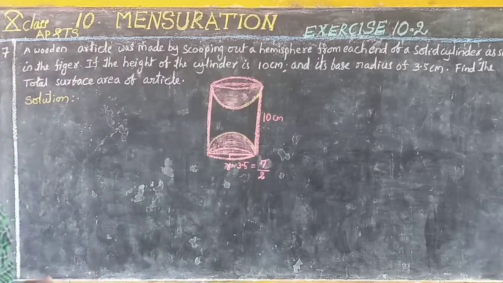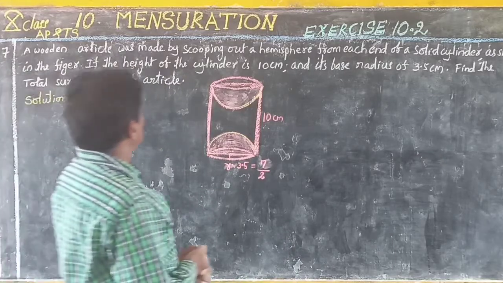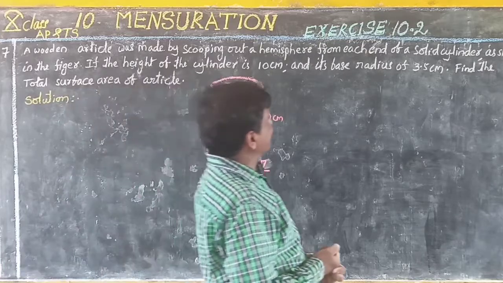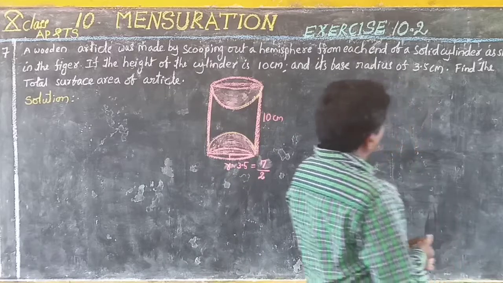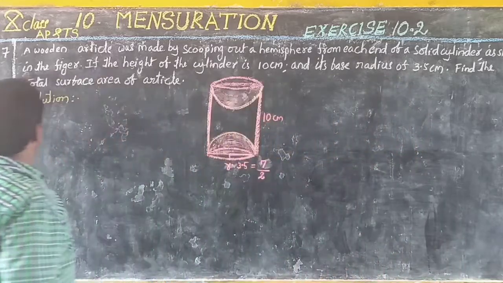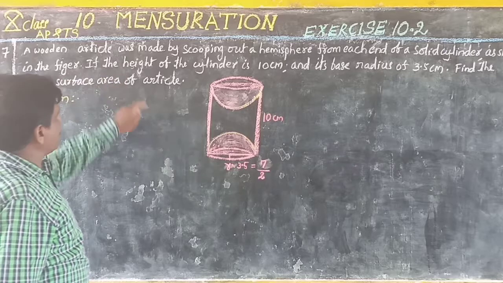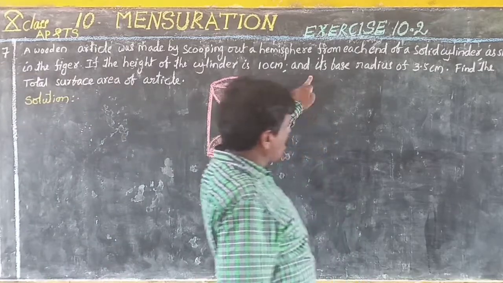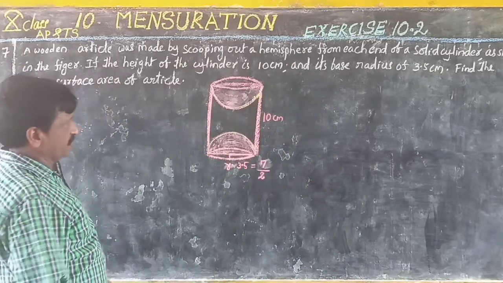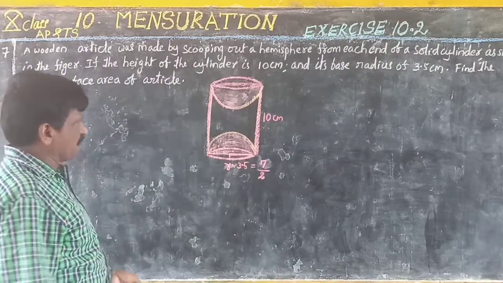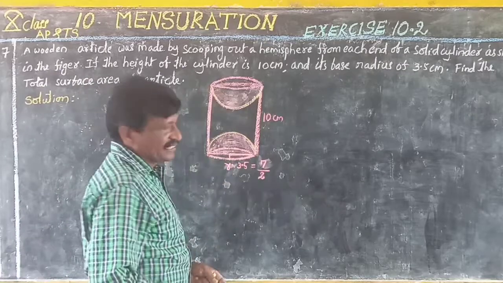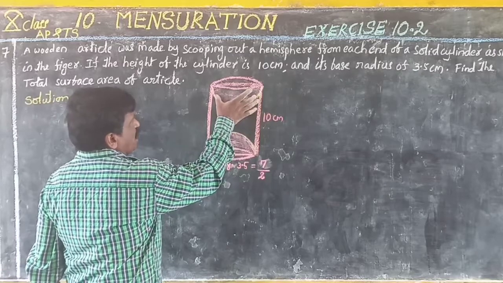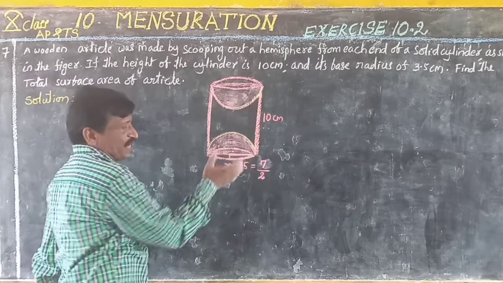7th sum. A wooden article was made by scooping out a hemisphere from each end of a solid cylinder, as shown in the figure. If the height of the cylinder is 10 cm and its base radius is 3.5 cm, find the total surface area of the article. First, this is a cylinder. He removed one hemisphere from one end and another hemisphere from the other end.